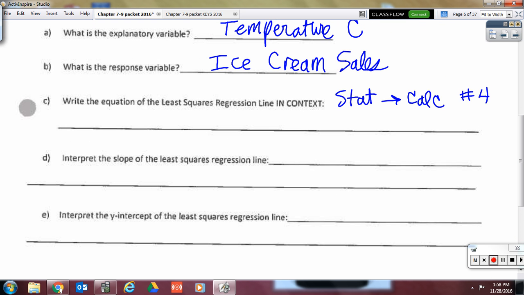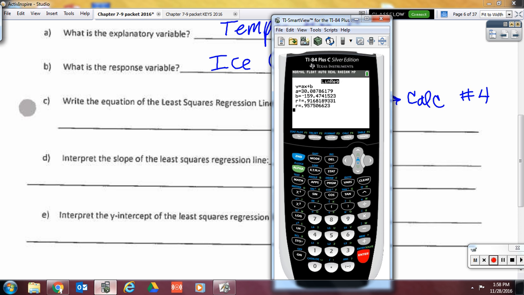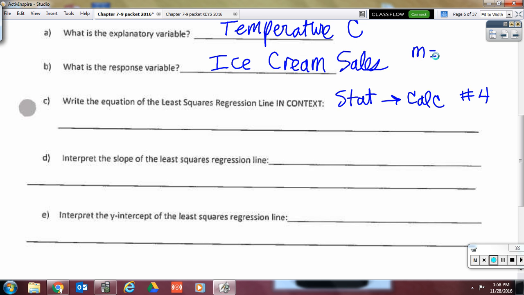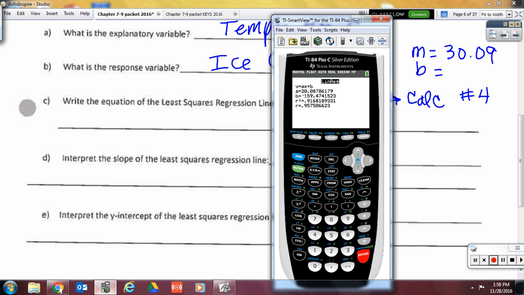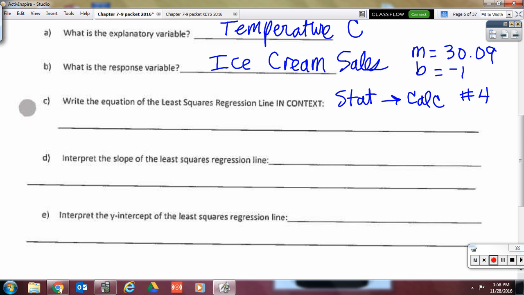So you should have the number for your slope is 30.09. We're going to just round to 2 decimals. The slope is 30.09. And what's the y-intercept? I got negative 159.47. If yours is a little off, then that means you have your numbers in your calculator a little off.